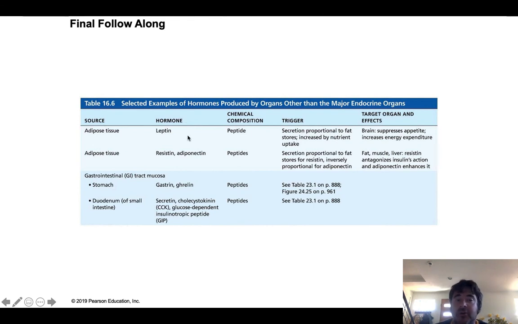Adipose tissue releases a hormone called leptin. It's a peptide hormone, and its secretion is proportional to fat stores, right? Meaning the more fat you have on your body, the more leptin you release. This is a protective mechanism to prevent overeating, because leptin travels to the brain, binds to receptors, and says, hey, don't be hungry. It suppresses appetite. So leptin is an appetite suppressor.